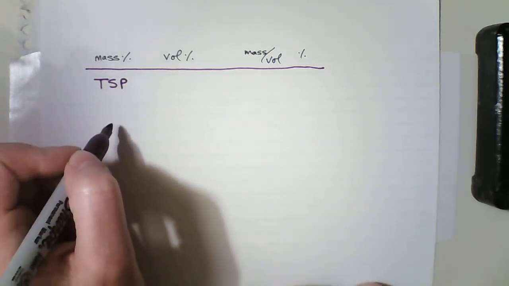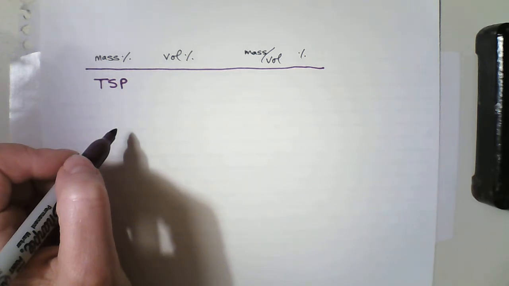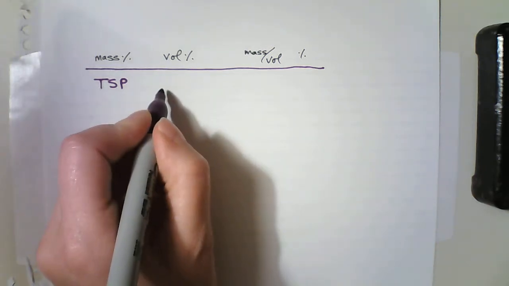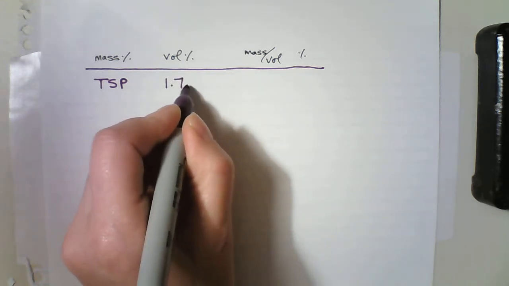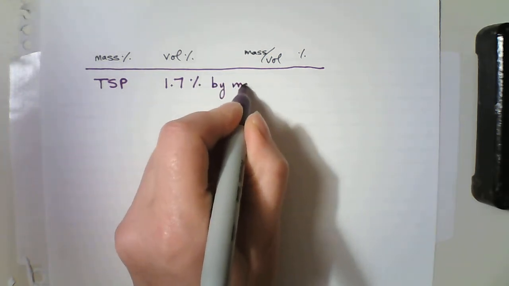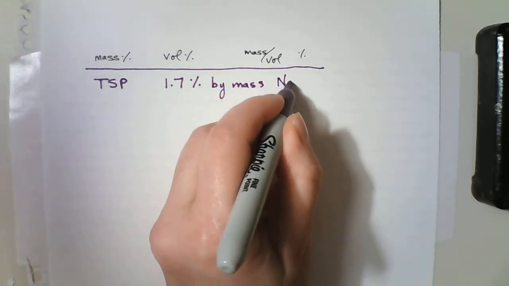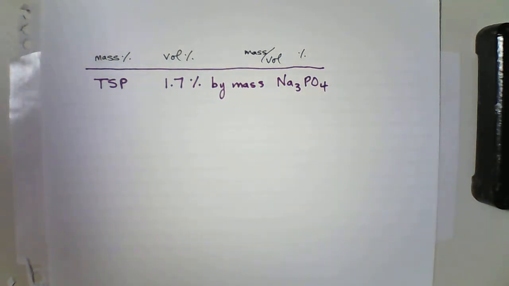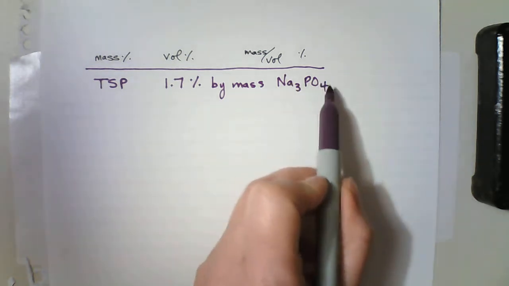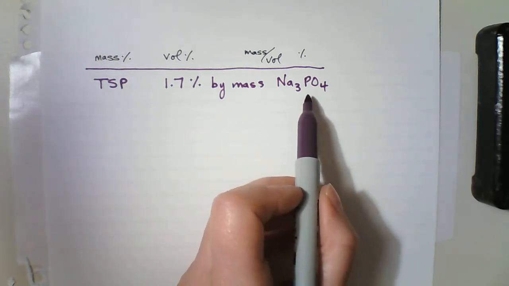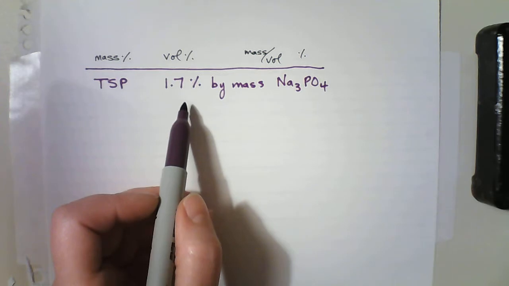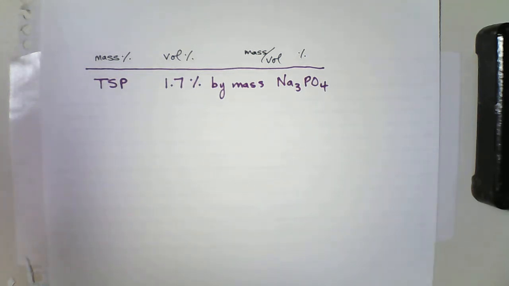TSP. This is a solution that people use to wash walls before they wallpaper, for example. It's a cleaning solution, TSP. And TSP is usually a 1.7% by mass sodium phosphate, Na3PO4 in water. So it's an aqueous solution, so water is the solvent, and sodium phosphate is the component. The sodium phosphate is present in water to make this solution to a concentration of 1.7%. So it's not very strong, but it is quite effective.